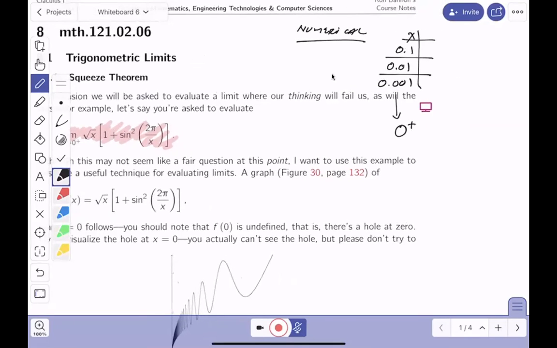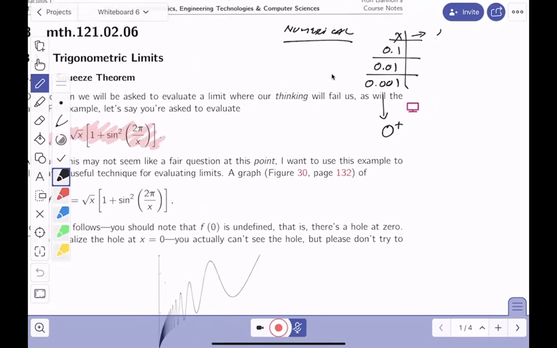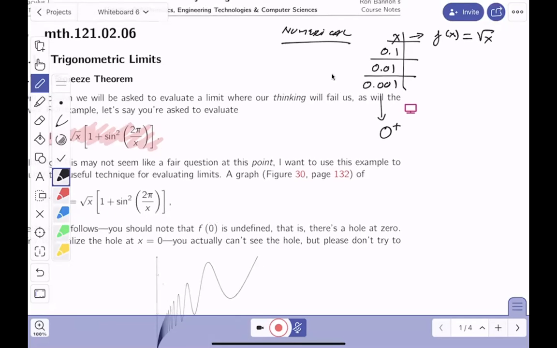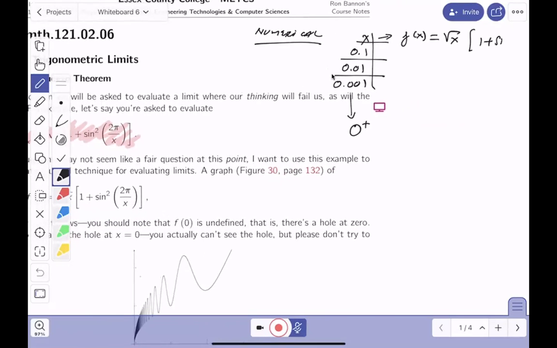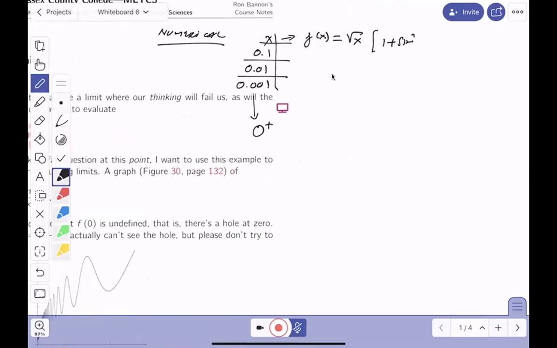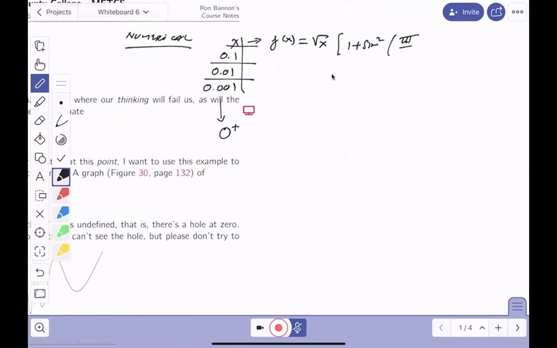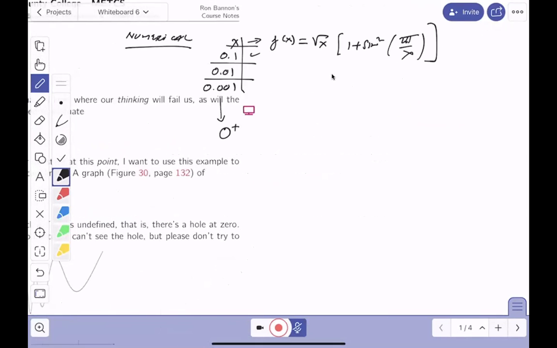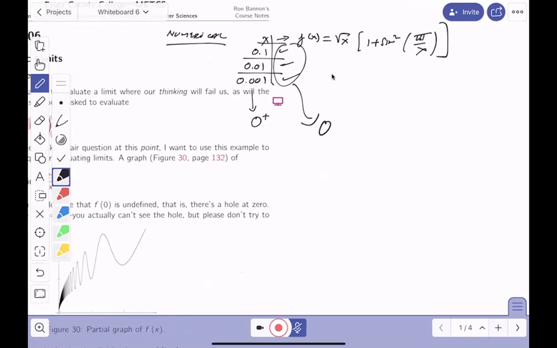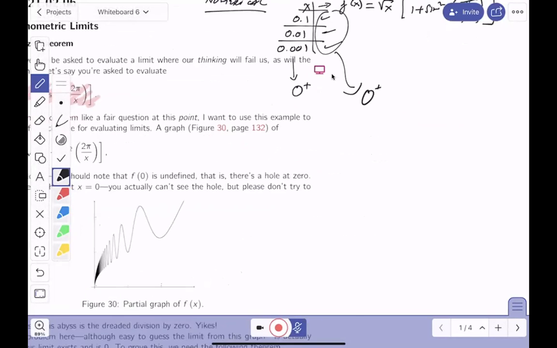The problem is it's going to require a computer to do this part over here. This part over here is the f of x part. And what's f of x going to be? Root x times 1 plus sine squared of 2 pi over x. And I think that's what they want. Then you have to compute, compute, compute. And then looking at these three numbers, you would need to make a prediction. If you did compute those numbers, I'm hoping you'll be able to predict that this does appear to be going to 0 from the top. All right, so that's one way to do it.